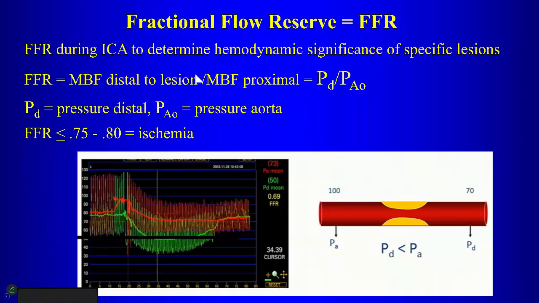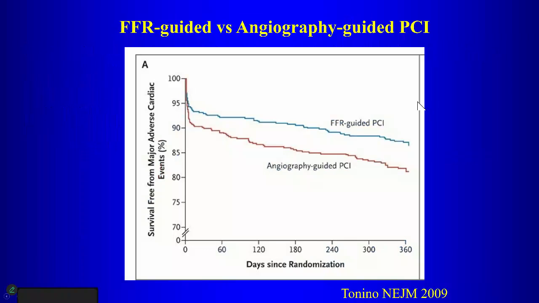This can be done during invasive coronary angiography to determine the hemodynamic significance of these specific lesions, and those lesions that demonstrate hemodynamically significant stenosis are the lesions that you would want to treat to try to improve perfusion to the myocardium that's supplied distal to that area of stenosis. This measurement helps you to determine that. So if it's less than 0.75 to 0.8 using invasive coronary angiography, then that's an indication that that lesion can be a cause of ischemia.